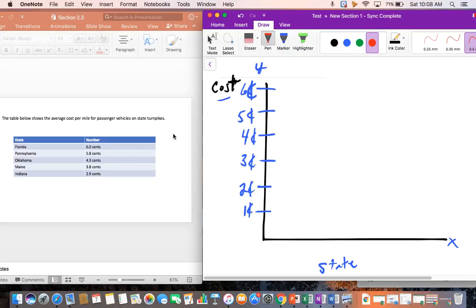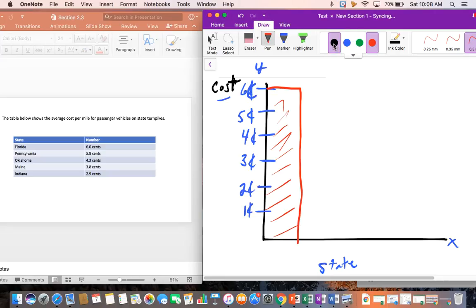So the first thing we're going to do is we're going to go ahead and fill in our bar graph. So for Florida, it's our first one. It's at 6 cents. So this will be up against our y-axis. And then here we will say that this is Florida. All right, so I'm just going to color this in red real quick. And then this we will say is Florida.